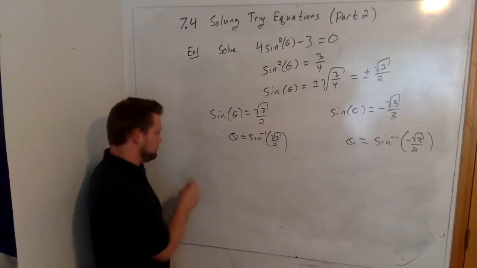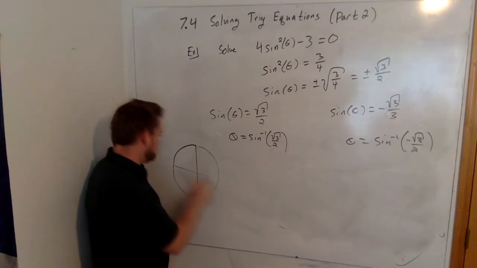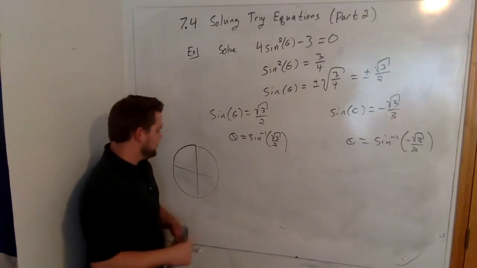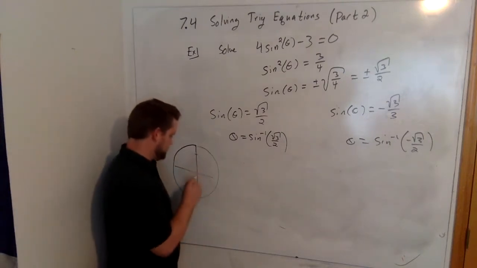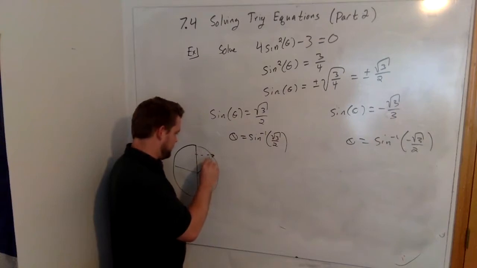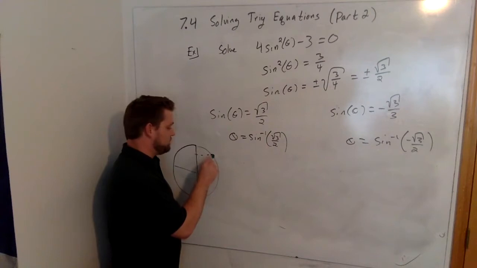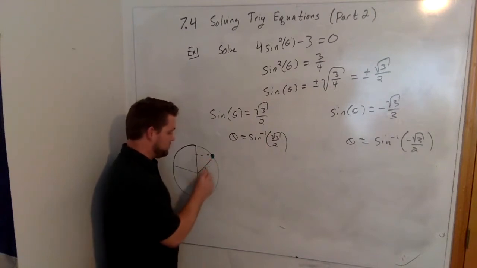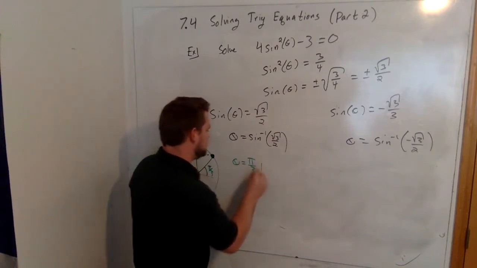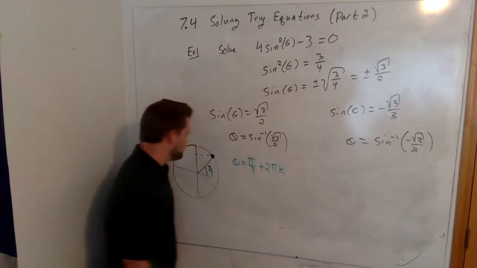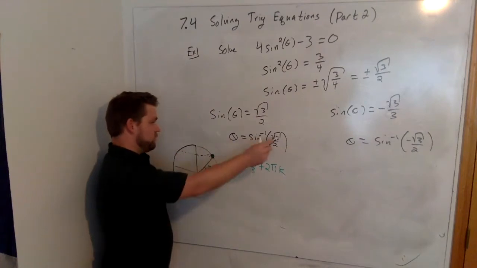Let's draw a unit circle. Okay. We want to know when the height is root 3 over 2, so that's when the y-coordinate is root 3 over 2. That'll be at pi over 3. So this angle right here. This is the one our calculator will tell us. Sine inverse spits out angles between negative pi over 2 and pi over 2. So we have this angle here, pi over 3. This will be one solution, plus 2 pi k.